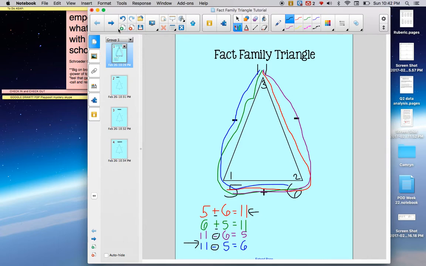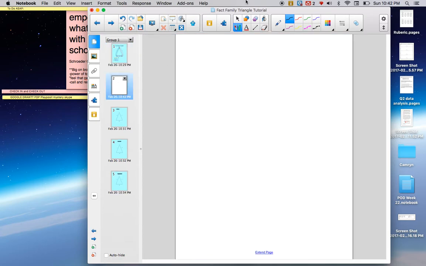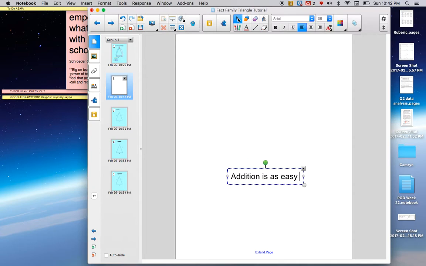And, I should have added a slide here. And my slide needs to say this: Addition is as easy as 1, 2, 3.